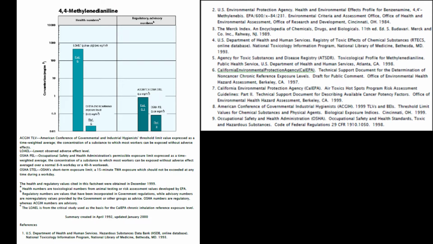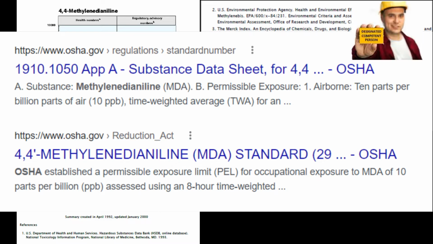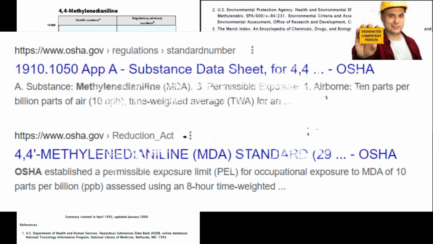And page 3 and page 4 are a lot less exciting. Here is a graph for your viewing pleasure, as well as all the references. If there's any questions for any of this, feel free to look at OSHA's website, specifically on methylene dianiline. And of course, always talk to the competent person for hazardous chemicals for your job site, for your company. That's all we got for methylene dianiline. And as the valet said, next!